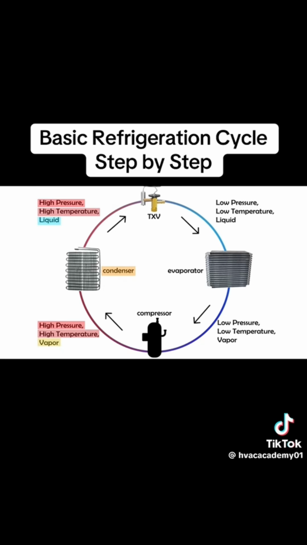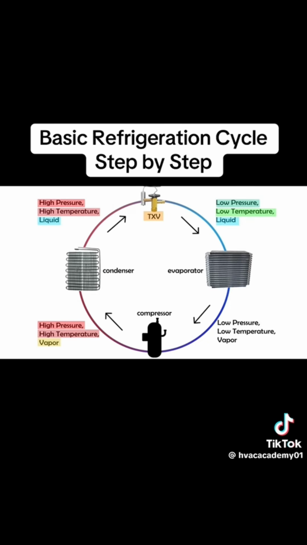The high-pressure liquid then flows into the TXV, meaning thermal expansion valve. This component has a very small opening, which causes a sudden drop in pressure as the refrigerant passes through. As a result, the refrigerant becomes a low-pressure, low-temperature liquid. This pressure drop is crucial because it allows the refrigerant to boil and absorb heat in the next step.